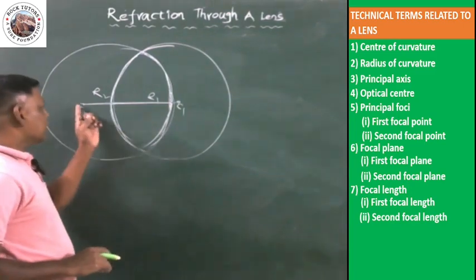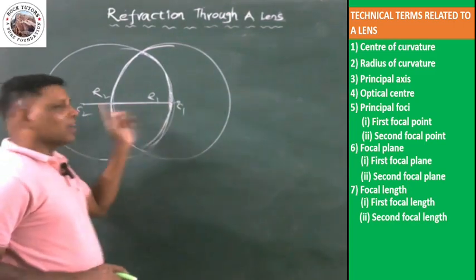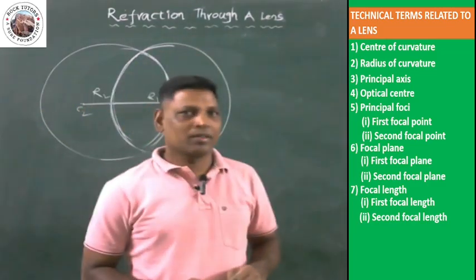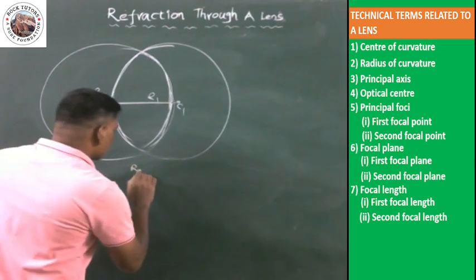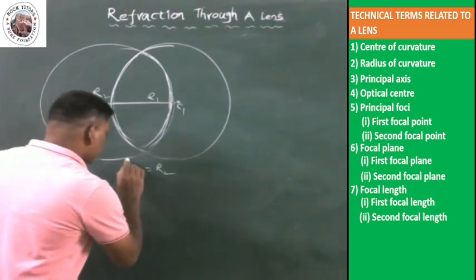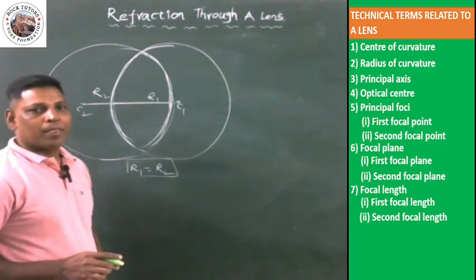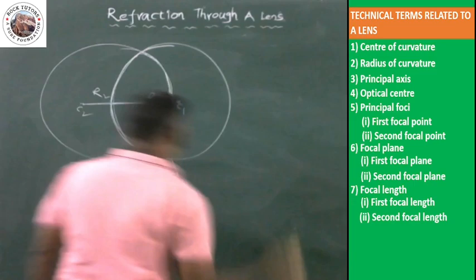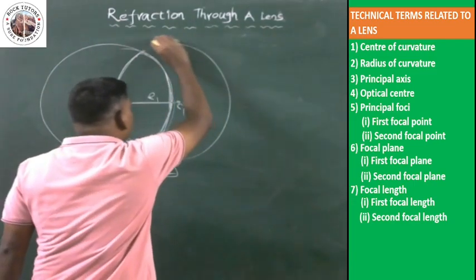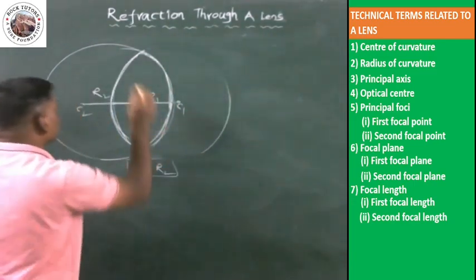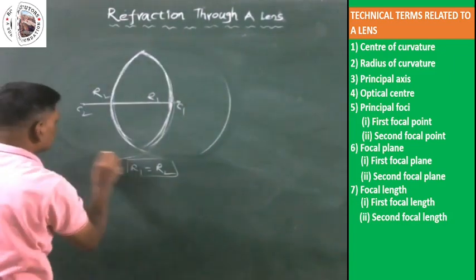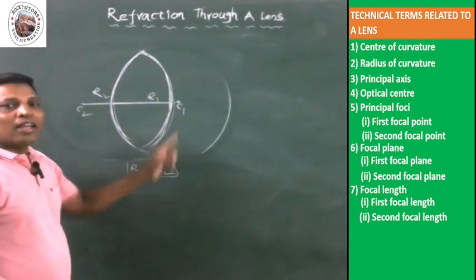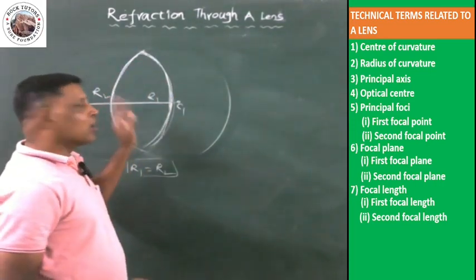Now here, if both spheres have equal radius, that means if R1 is equal to R2, then this lens is called an equiconvex lens.